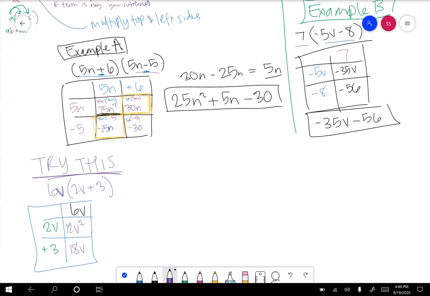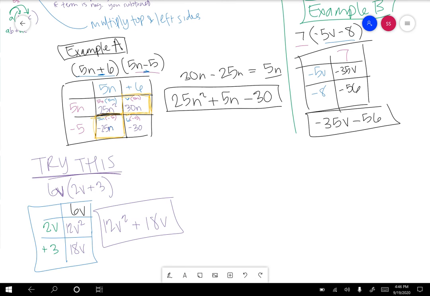Now, none of those are like terms, right? One of them's V squared, the other one's V to the first power, so they are the same variable, but they're not raised to the same power, so they're not like terms. We can't add them. So from there, write it out. 12V squared is positive, so we just have 12V squared. 18V is also positive, so we would say plus 18V, and there is our answer. Again, if that didn't make sense, let me know, and I'll help you out.